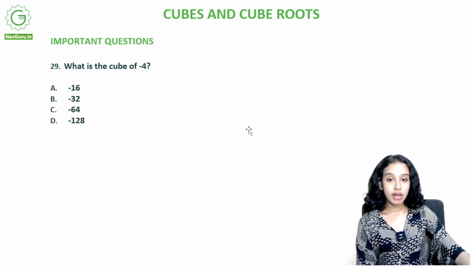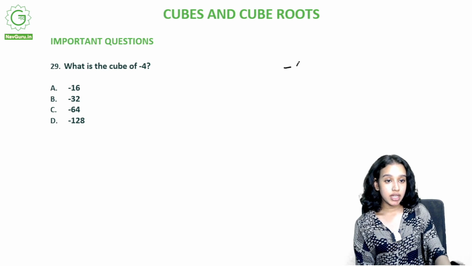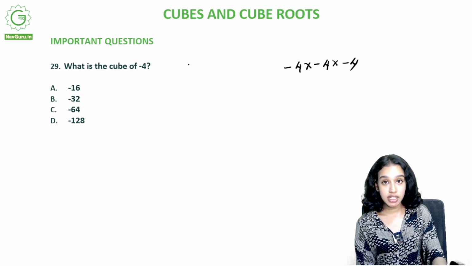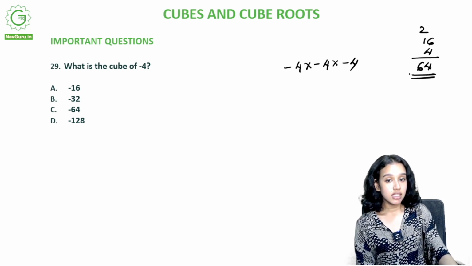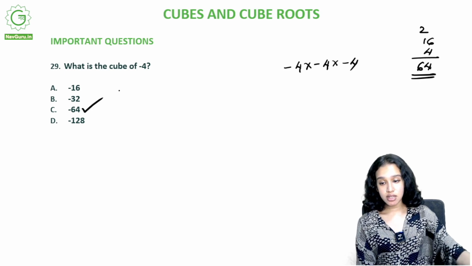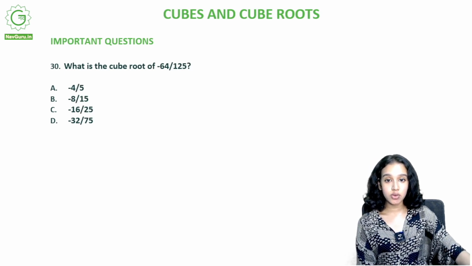What is the cube of minus 4? We multiply minus 4 three times, or we could multiply 4 three times and add a negative sign. That's a much easier way of doing it. 4 4s are 16, and 16 into 4: 6 4s are 24, 4 1s are 4, and 6. So minus 64 is the answer. Now, moving on to the next question.